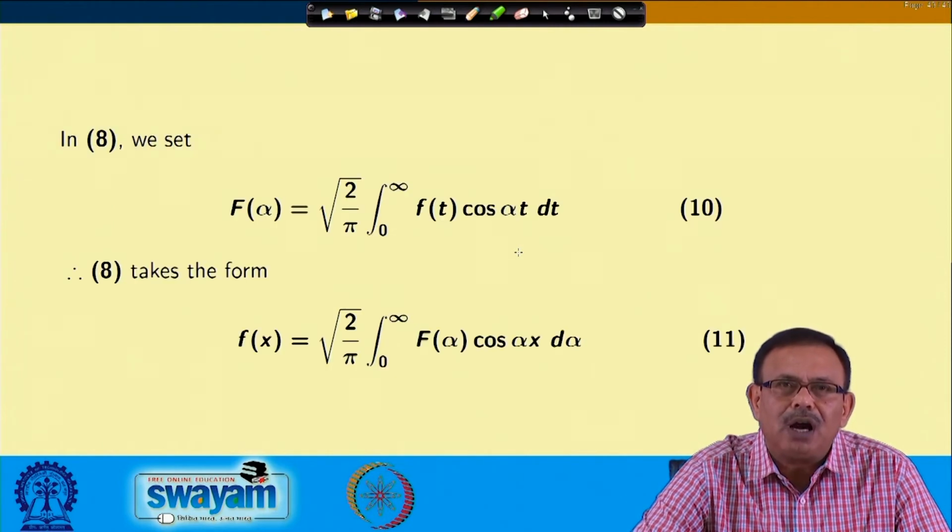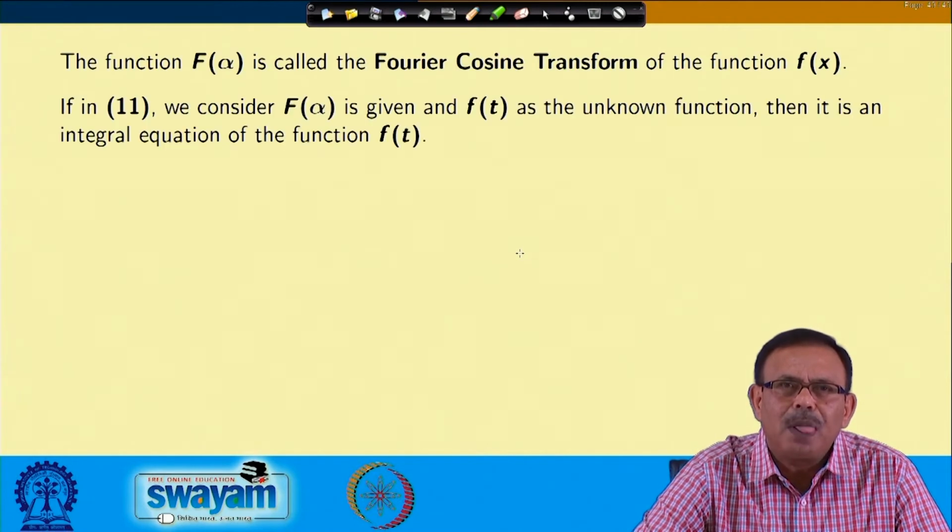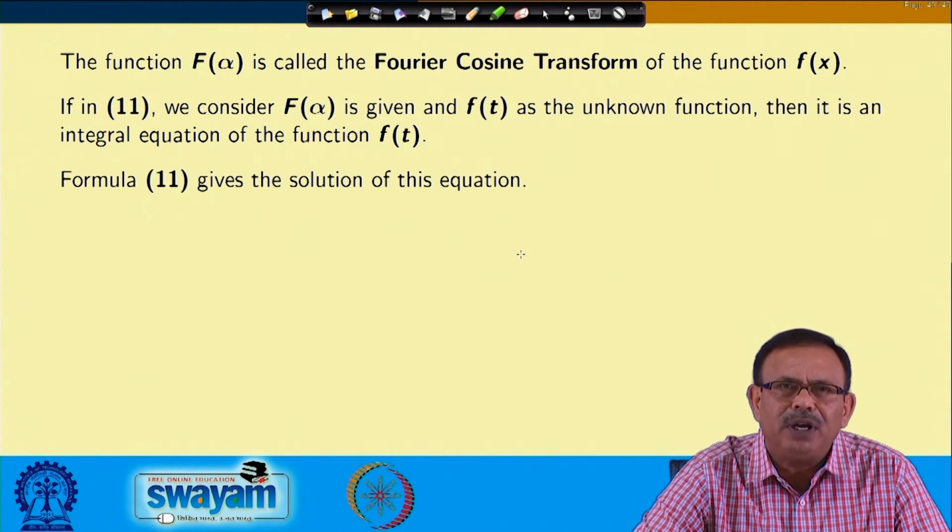So, the kernel is nothing but cos(alpha t), and whenever capital F(alpha) is known to me, by evaluating the integral I can find the corresponding function f(x). This only we have told. In 11, if we assume that F(alpha) is given and f(t) is the unknown function, then by evaluating the integral we can find the value of f(t).